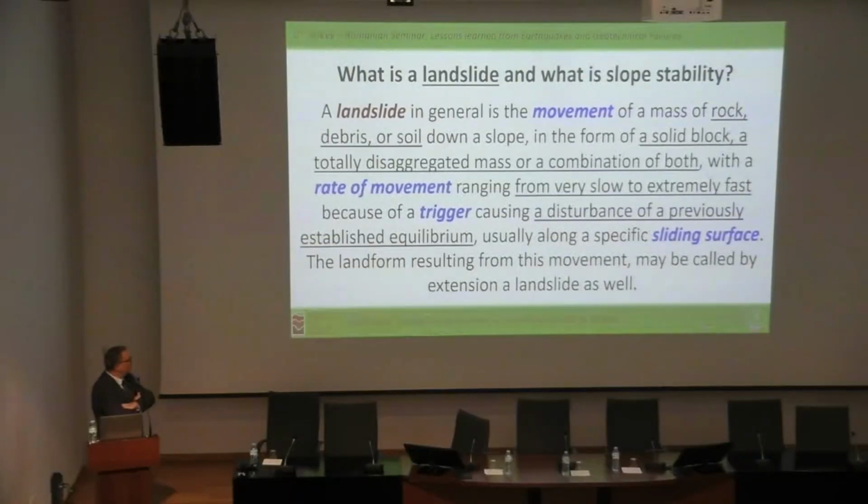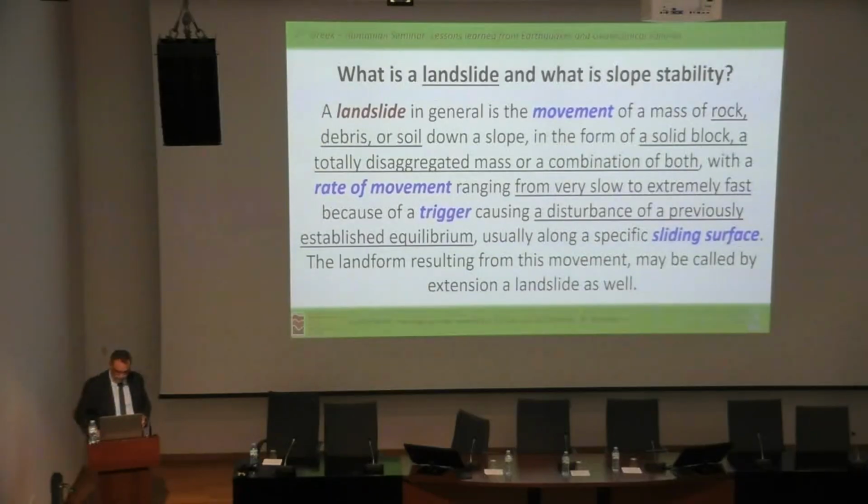And it usually takes place along a specific sliding surface, whether it is an actual solid block or a disaggregated mass. It needs a specific surface that differentiates it from the stable mass below the landslide.